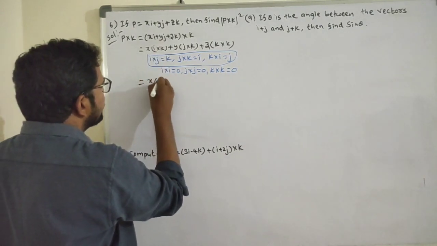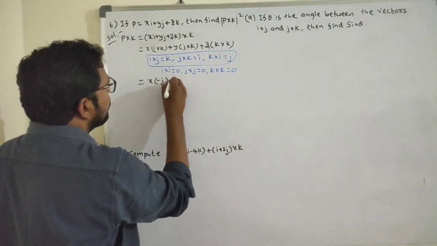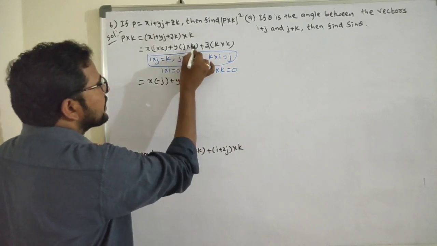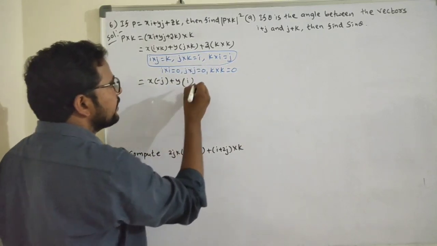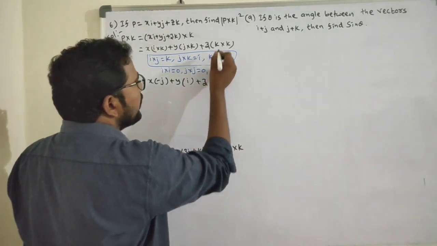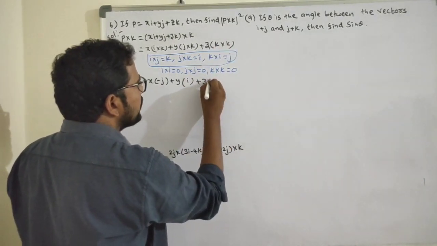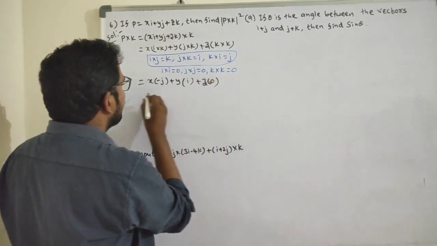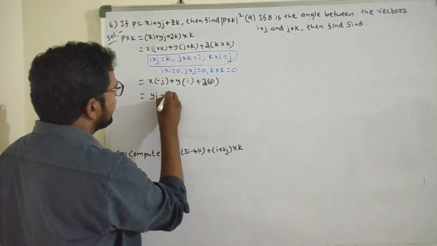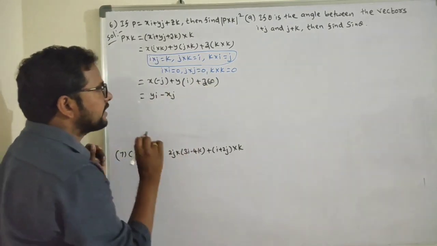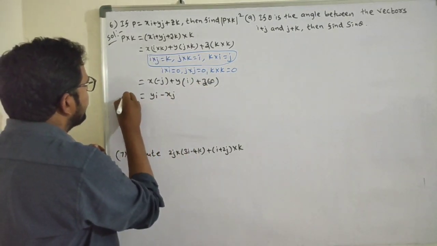So take this as minus J value. Plus Y into, what is J cross K value? J cross K is equals to I. Plus Z into K cross K is equals 0 into 0. So what is the value? Y into I, that is Yi minus xj plus 0 into z 0. So this is p cross k.